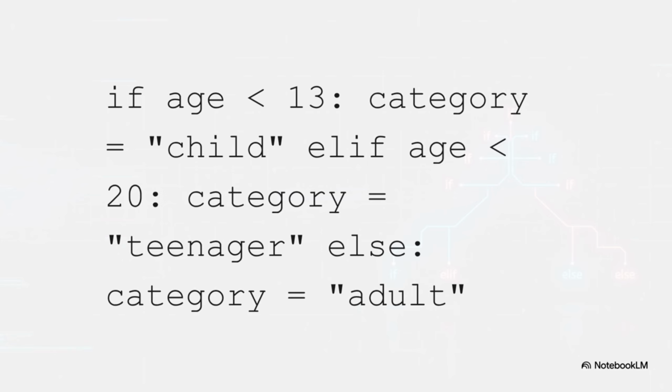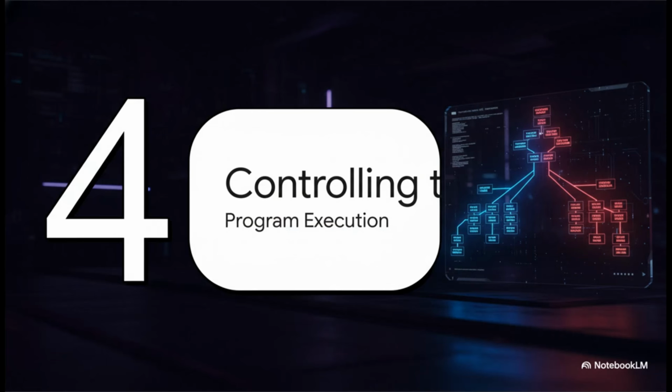Yes, that one's true. So it runs that line of code, and then, and this is important, it completely skips the rest of the block. It doesn't even look at the else. The very first condition that's true wins, and the whole decision is over. And just like that, you're controlling the flow. You're directing the fate of your program's journey, whether that's inside a game or, well, pretty much any other software you can think of.